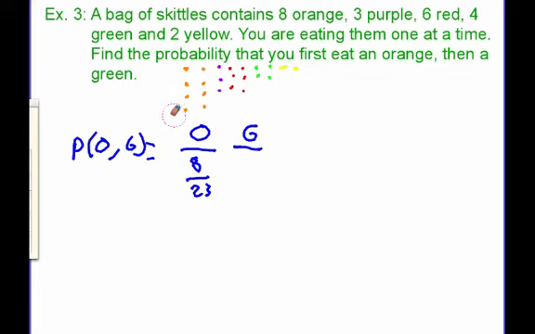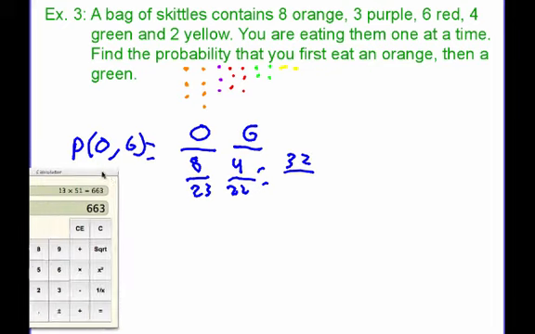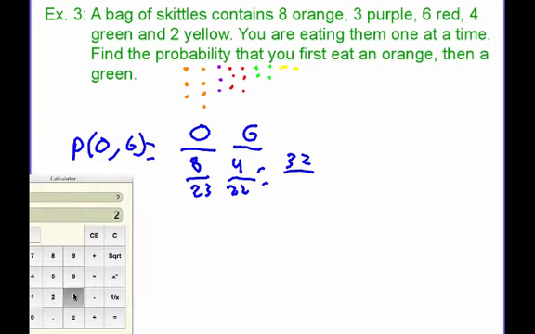But it says you're going to first eat the orange and then a green. So when you eat that orange Skittle, now it's gone. Okay, it can't be put back in. That doesn't change the number of greens. There's still 4 of them. But it does change the total number. I got rid of 1, so now this becomes 22. So now 8 times 4, that's 32. 23 times 22 is 506.